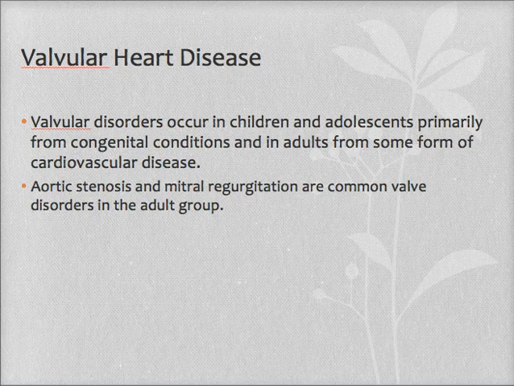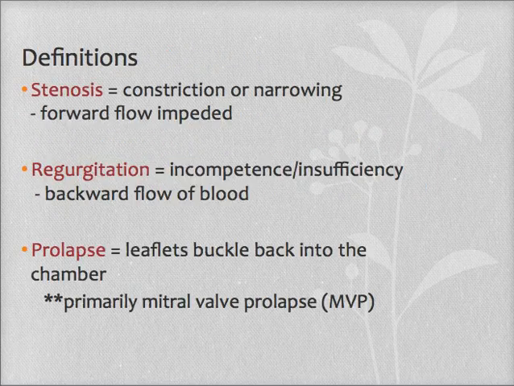We're going to talk about terminology here in just a second. The most common ones in the adults are aortic stenosis, which is narrowing, or mitral regurgitation, which is the valve not functioning in its right way either. So stenosis, constriction or narrowing of that forward flow gets impeded. So if you make that valve constricted, it impedes the forward flow. Then there's regurgitation, which refers to an incompetent valve. You'll hear some physicians call it an incompetent valve. And what this does is allow the backward flow.